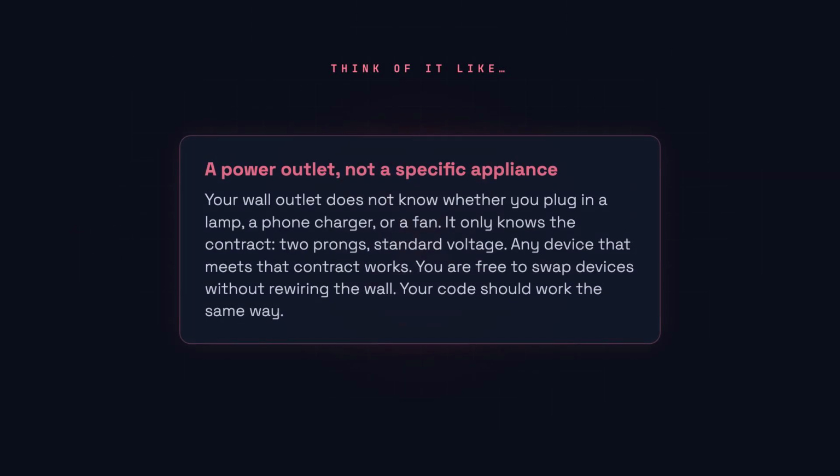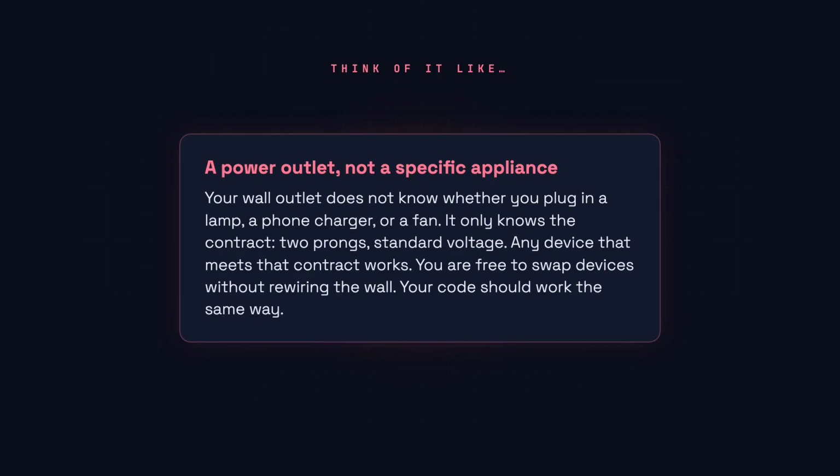Think about a power outlet. The wall does not care what you plug in. It exposes a contract, a specific shape and voltage, and anything that honors that contract just works. You can swap a lamp for a fan without touching the wiring behind the wall. That is exactly the relationship we want between our classes. The client defines a contract, and any implementation that honors it can be plugged in freely.